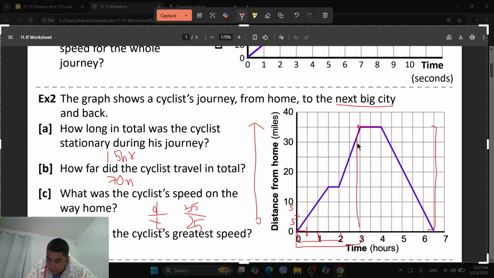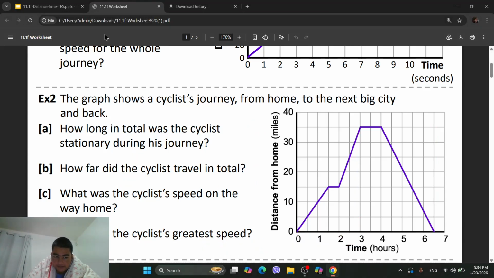This section looks like the steepest one, isn't it? So we can deduce from that, or we can check it manually as well, that in 30 minutes, that will be 1 hour. In 1 hour, he traveled the distance of 5, 10, 15, 20 miles. So he traveled 20 miles in 1 hour, so his speed would be 20 miles per hour, isn't it?